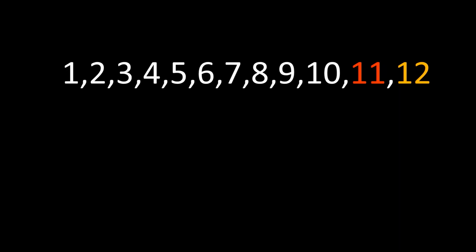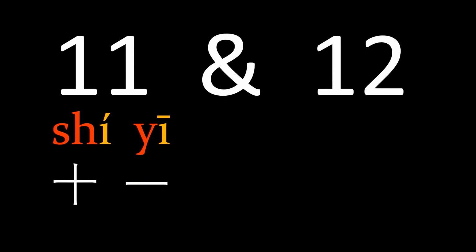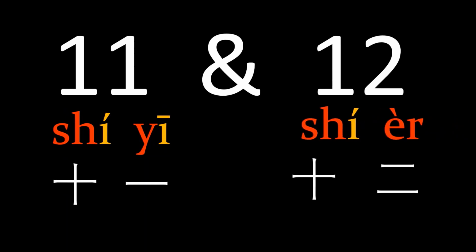Now, let's quickly review the language pattern. Number plus the moon, okay? So, let's count from 1 to 12 continuously. 1, 2, 3, 4, 5, 6, 7, 8, 9, 10, 11, 12. Alright, let's quickly look at 11 and 12 again. 11 and 12, 11, 12.